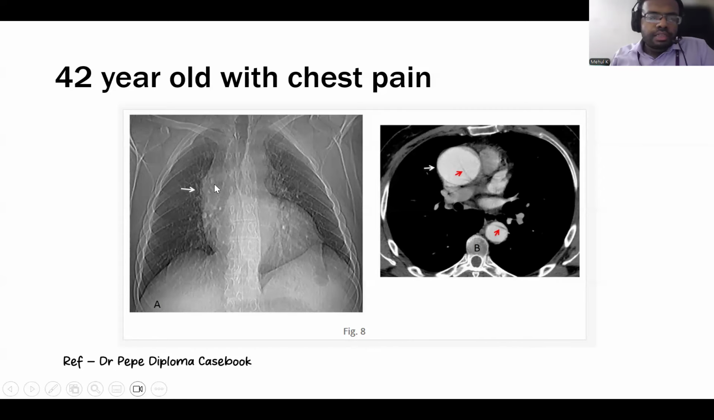Another case, again, you see some dilatation of the ascending aorta, and you can see dilatation and a dissection flap on the CT. So these are some of the typical X-ray findings that you can find.